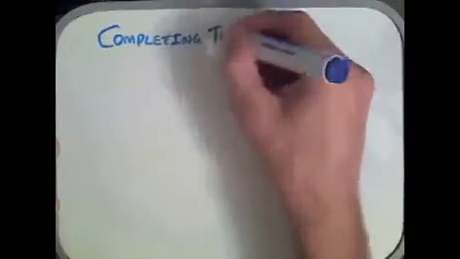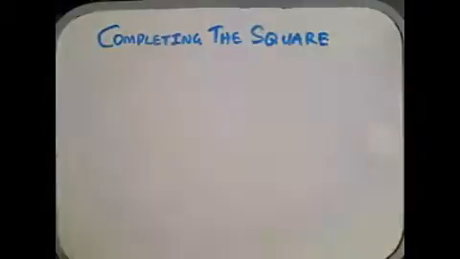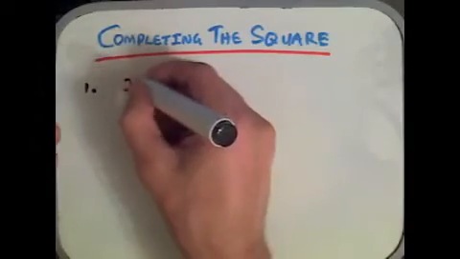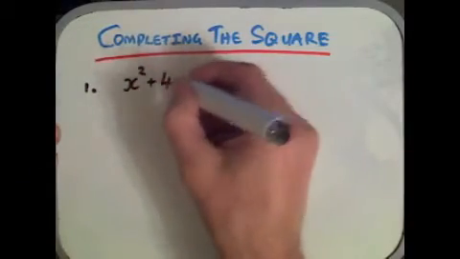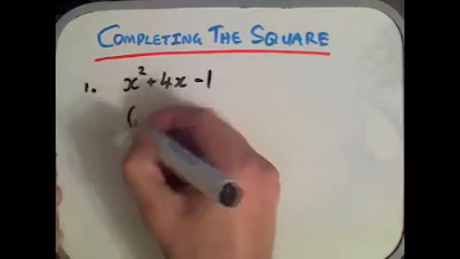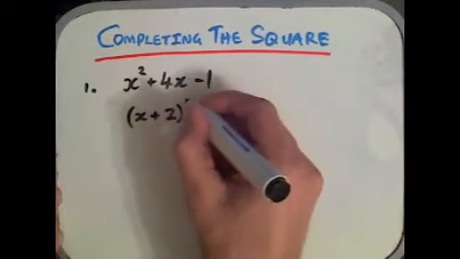Okay guys, what we're going to look back at here is completing the square. So again, this is our factorization technique. So let's look at this example that we've got here. Let's take x squared plus 4x, subtract away 1. Okay, so what we want to do is complete the square first.